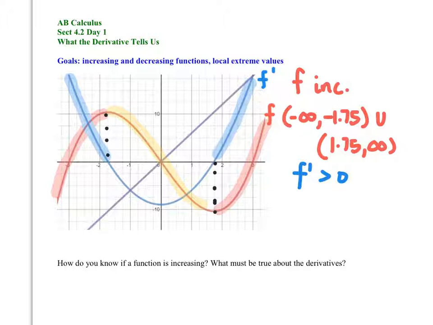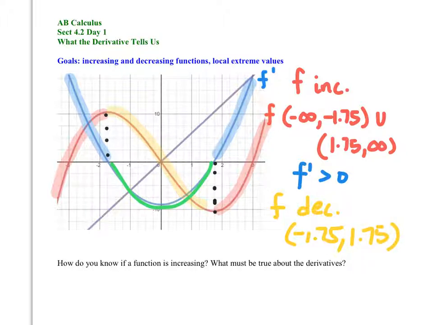Likewise, you can see that the derivative is less than 0 when the function is decreasing. So let's say then that f is decreasing on the interval negative 1.75 to 1.75, and the derivative is less than 0 on that interval. So when a function is decreasing, the derivative is less than 0. When a function is increasing, the derivative is greater than 0.